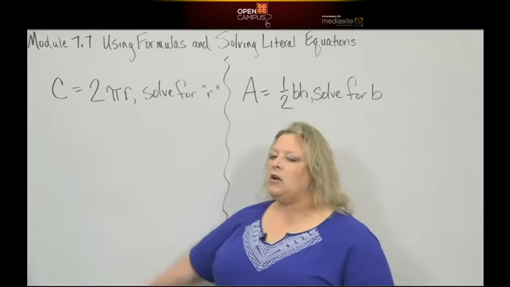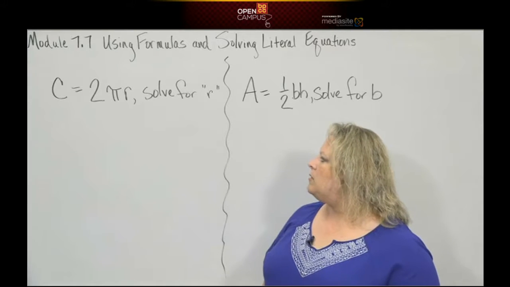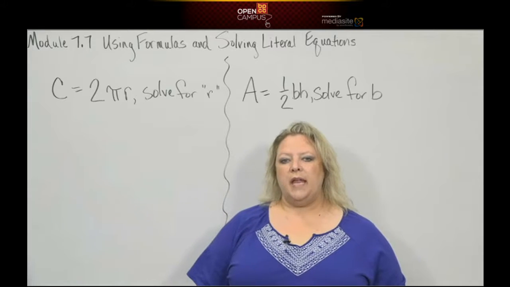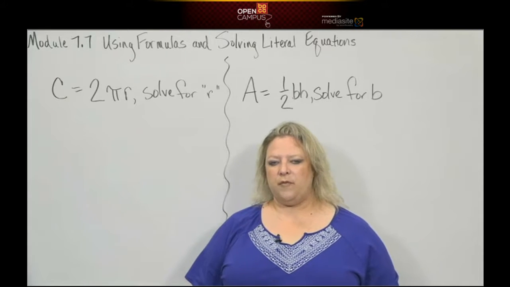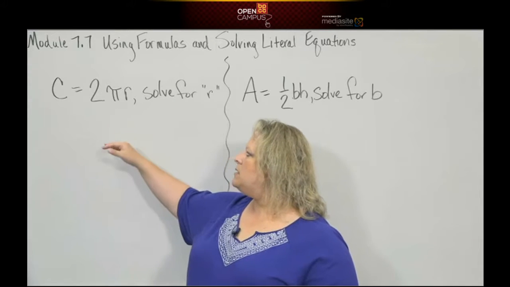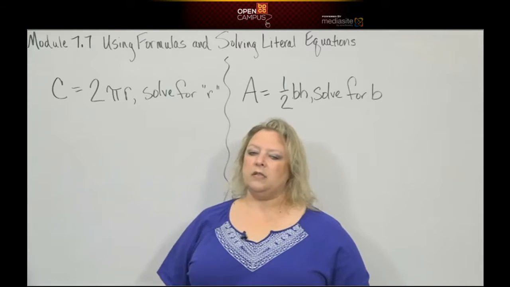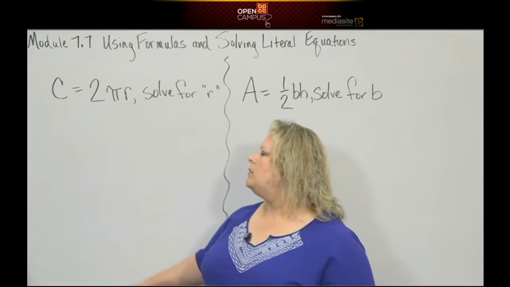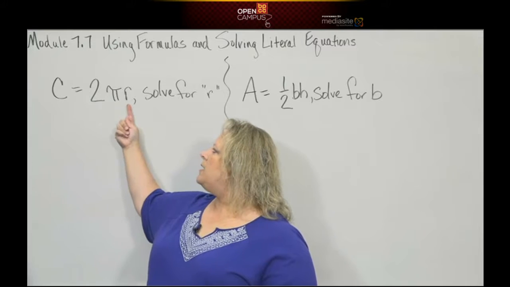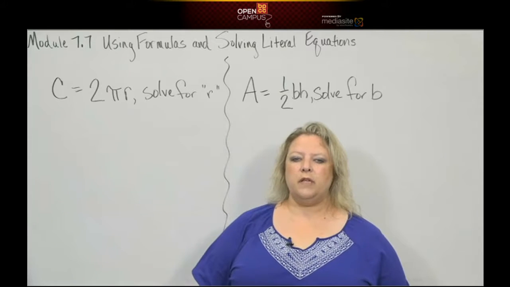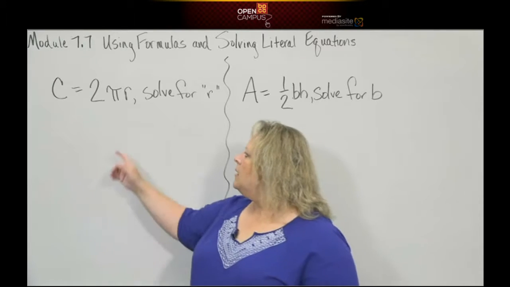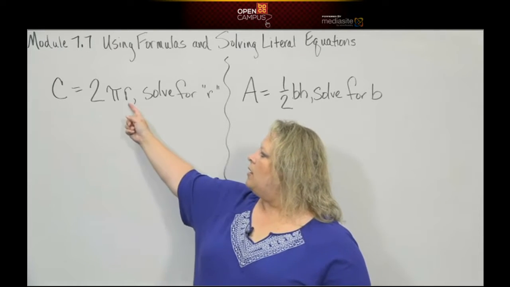All right, our last two examples of our literal equations. Remember, we have a basic equation, and I'm not going to ask you to plug any information in to get a value for a specific variable, but I am going to ask you to solve for a specific variable. So we have C is equal to 2 times pi times r. Now you should hopefully recognize that formula as the circumference of a circle. I want you to solve for the letter r, okay?